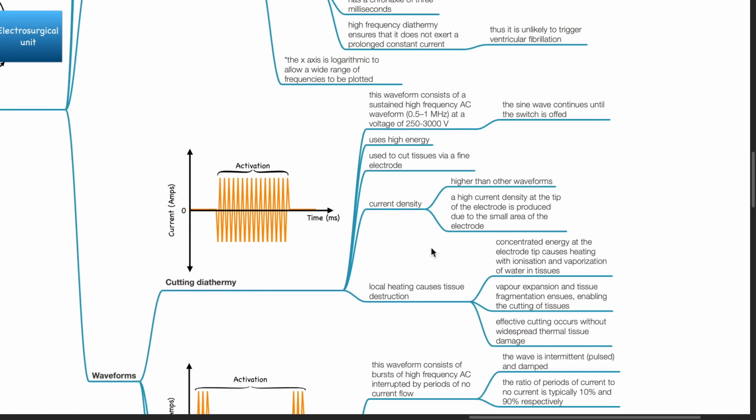Cutting diathermy. This waveform consists of a sustained high-frequency AC waveform, 0.5 to 1 MHz, at a voltage of 250 to 3000 volts. The sine wave continues until the switch is off. It uses high energy and is used to cut tissues via a fine electrode. Current density is higher than other waveforms. A high current density at the tip of the electrode is produced due to the small area of the electrode.